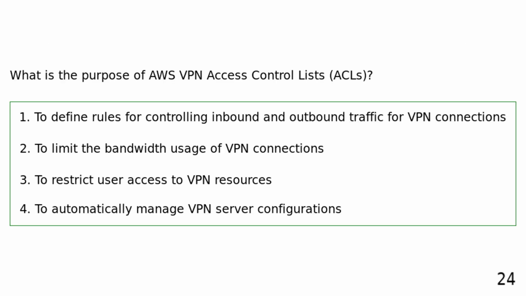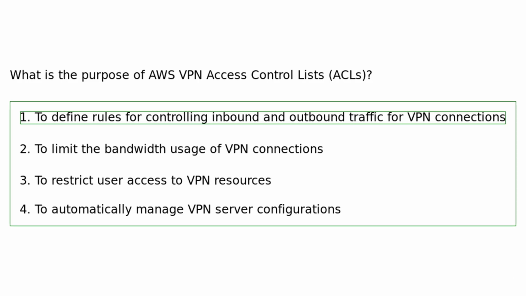What is the purpose of AWS VPN access control lists? To define rules for controlling inbound and outbound traffic for VPN connections. To limit the bandwidth usage of VPN connections. To restrict user access to VPN resources. To automatically manage VPN server configurations. AWS VPN access control lists are used to define rules for controlling inbound and outbound traffic for VPN connections, allowing users to customize network access based on specific requirements and security policies.